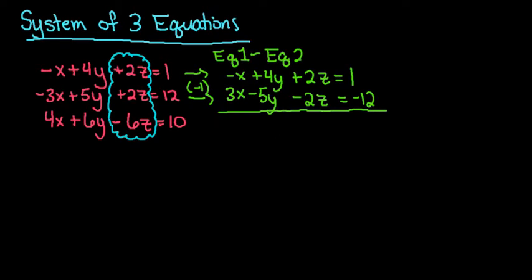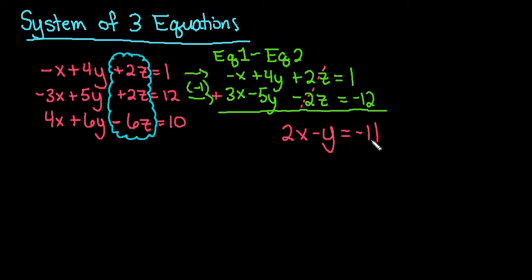And some of you are capable of doing this in your head. I'm showing out every single step. There are steps that I skip all the time, but it wouldn't help you if I skipped all of them and you didn't know where I was getting things from. So when we add these two equations together, this ends up canceling out, and we're left with 2x minus y equals negative 11. So there's our first equation that only has two variables in it.